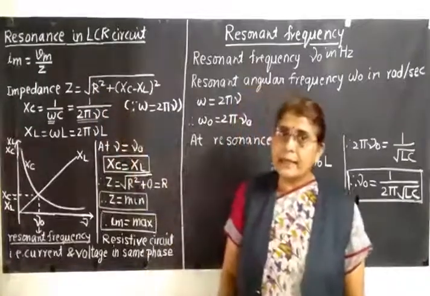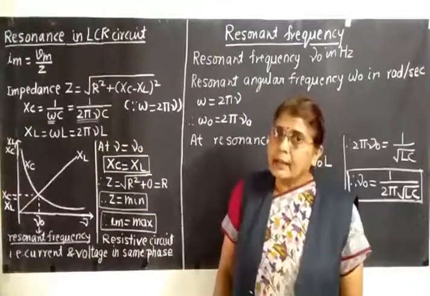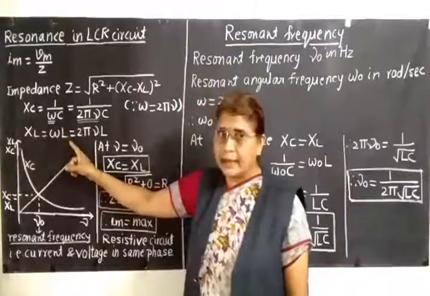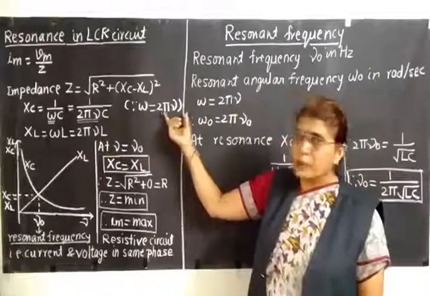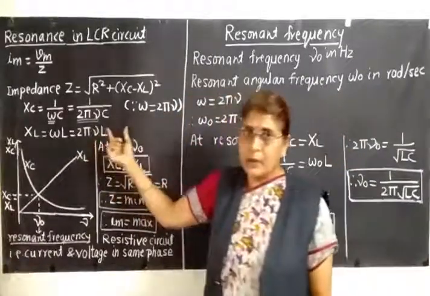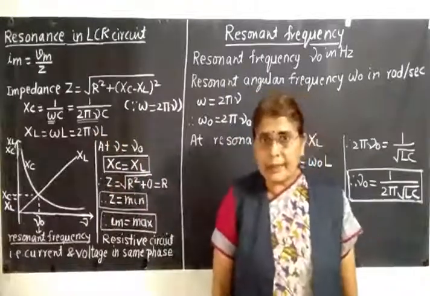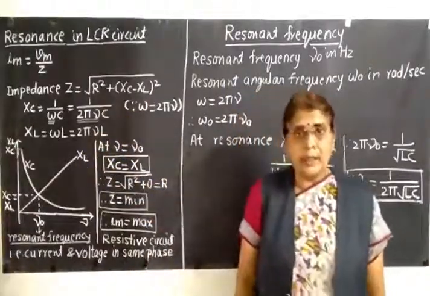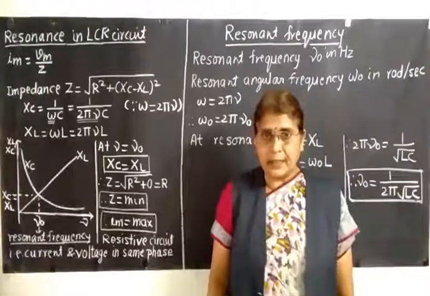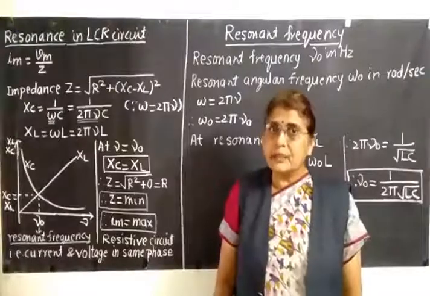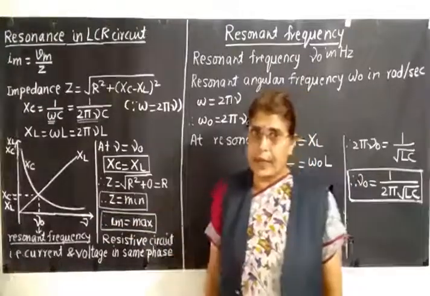Now let us write an expression for the inductive reactance XL. XL is given as omega L. Put the value of omega. What is omega? 2 pi nu. So what is the value of XL? 2 pi nu L. So if you observe the expressions of XC and XL, you will find that both depend upon the frequency. Now let us show the variation of the reactance with frequency in the form of a graph.